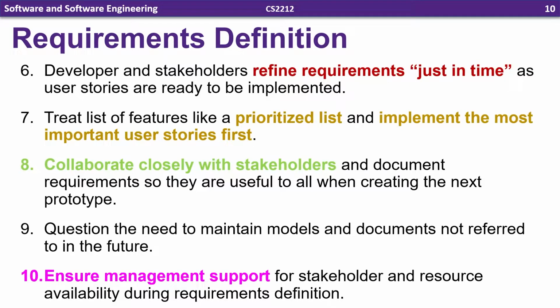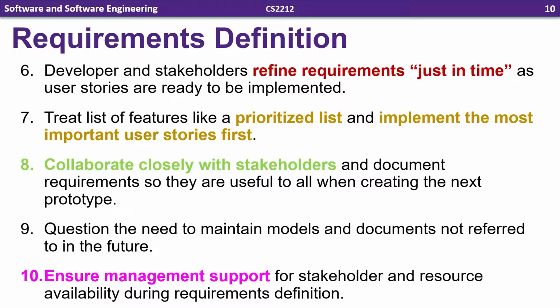Developers and stakeholders refine requirements just in time as user stories are ready to be implemented. So we don't need to have the exact details, like when we were writing that user story about adding those bookmarks. We didn't have to have the exact details. We didn't need to know what sort of data structure those bookmarks are being held in or anything like that. We just needed the high level idea of what the user wanted. Now we can refine those requirements more just in time as we start actually implementing them.